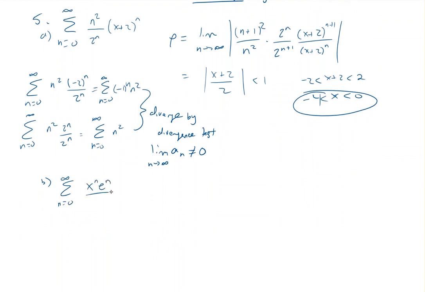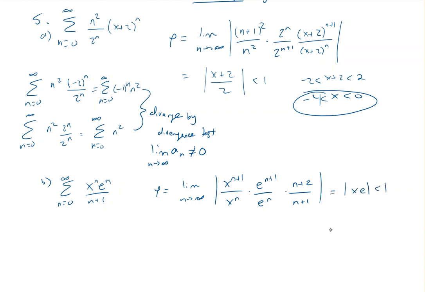I was tempted to write them together, but I'll just keep it the way it is. Again, I'm going to write it out this way, kind of moving ahead one step. This is going to equal 1, this is going to equal x, this is going to equal a. So we're going to have, and therefore we know that the absolute value of x a is less than 1, so x is between 1 over e and negative 1 over e. Now, what about those endpoints? Well, let's plug them in.